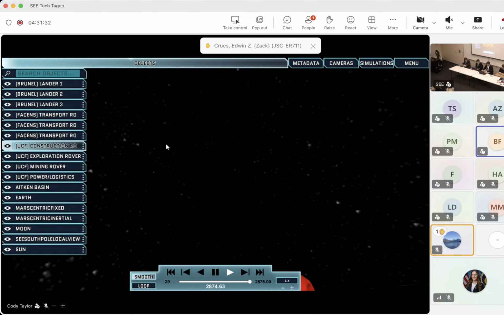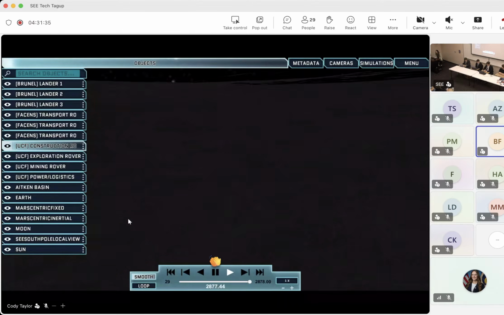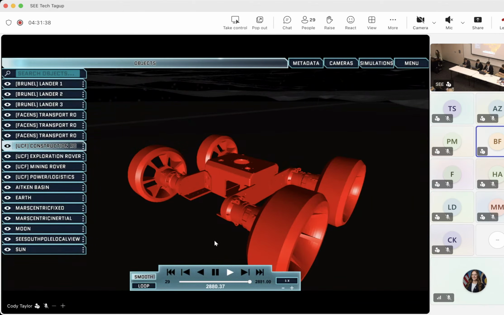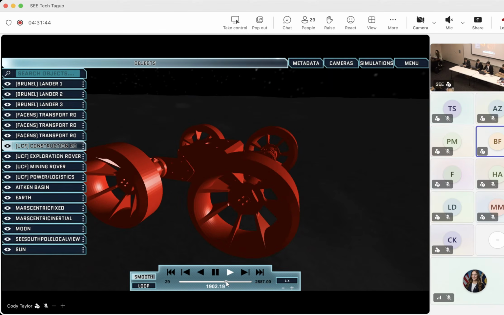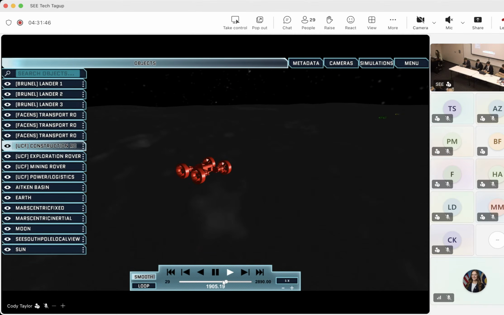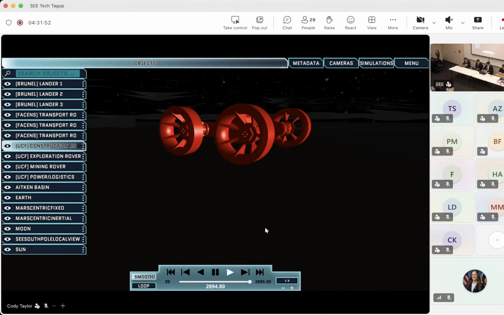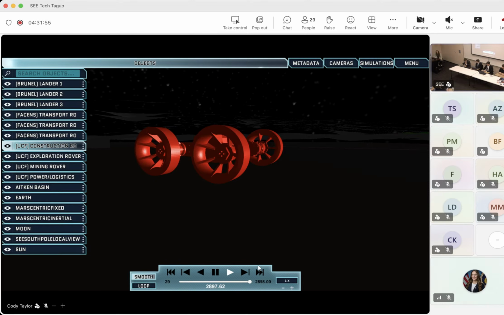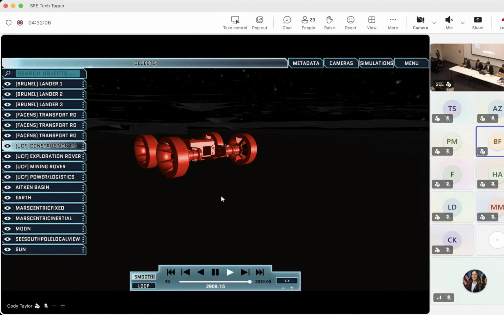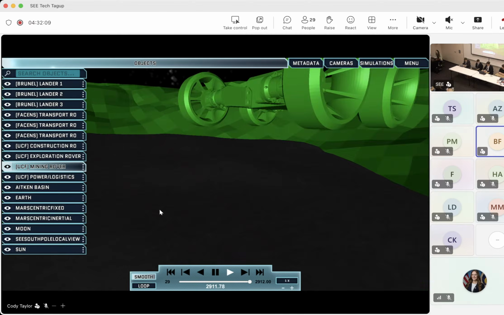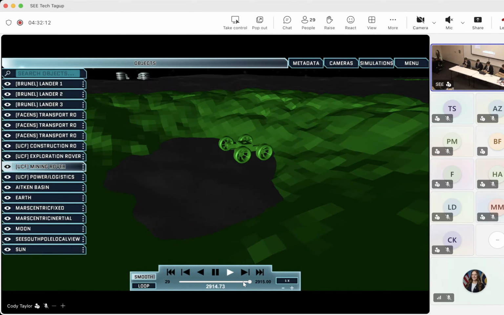Yeah, so we can start with the construction rover. So if you zoom in a little bit, you might have to move forward in time. I believe this should be current time. Yeah, I guess it's not picking up the actual tile objects at the moment. We could look at the mining rover instead then. All right, there we go.